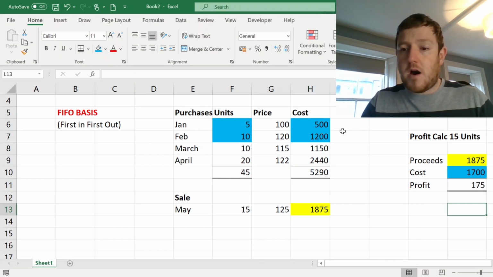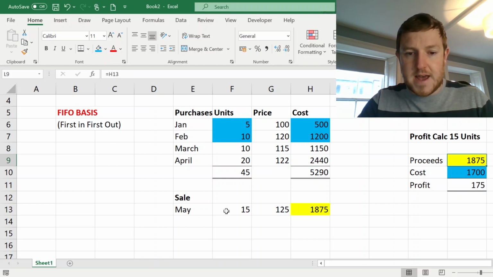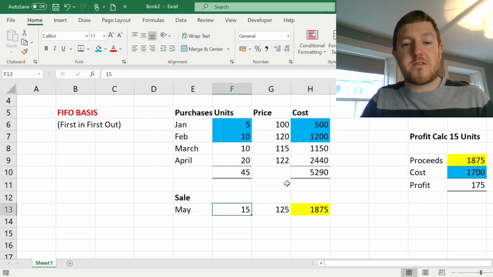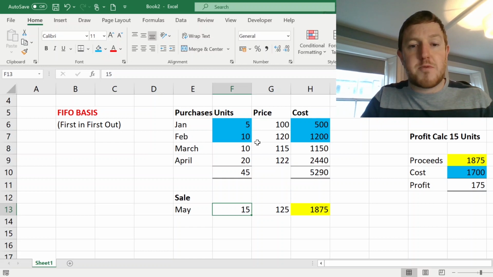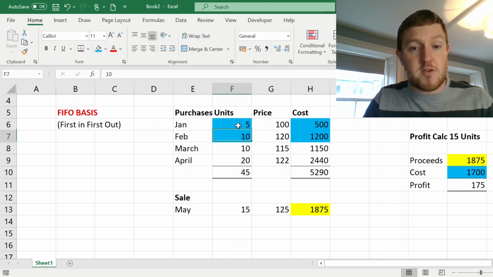So my proceeds there, as you see at the top, I've kind of color coded it to make it look a bit easier. So that's my sales proceeds there at 1,875. So my cost, so I have sold 15 units here. So based on FIFO, I would look at my oldest units here first. So if I look back at my purchases, I would take the first 15 units that I purchased. So I purchased 5 units in January and 10 units in February. So that adds up to my 15.